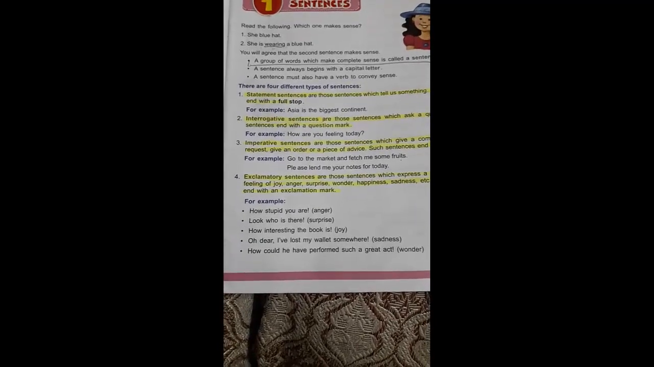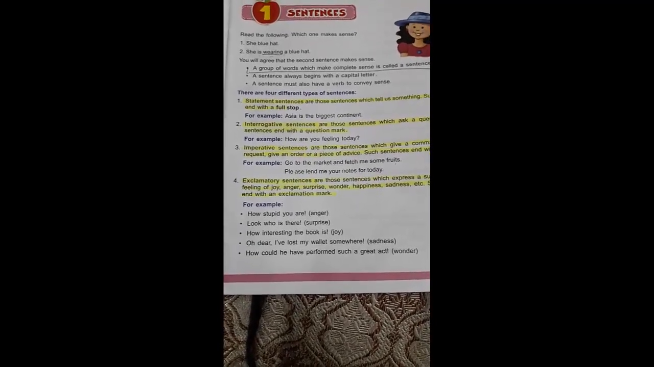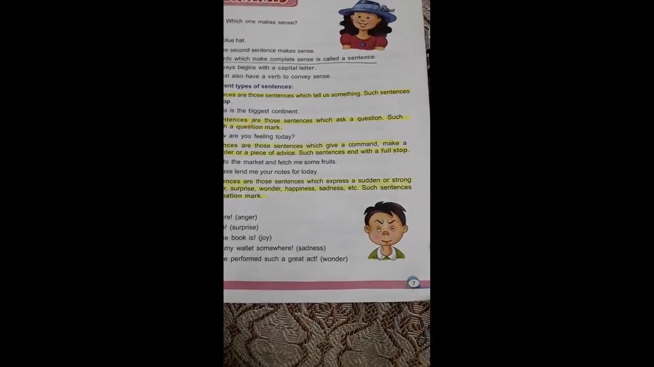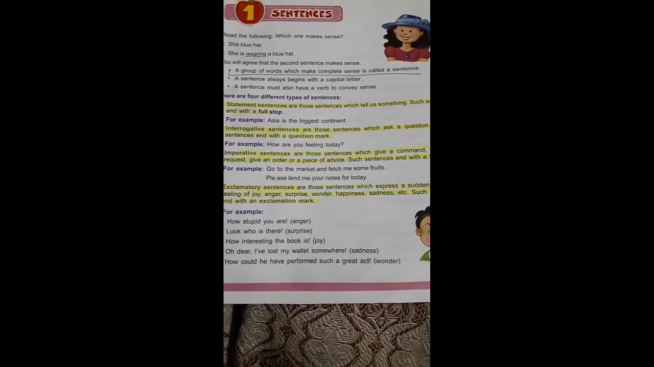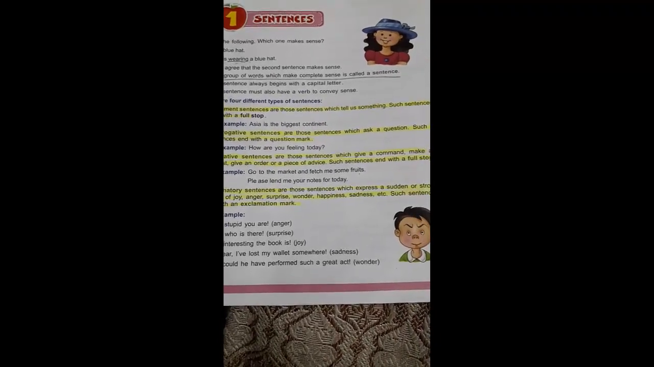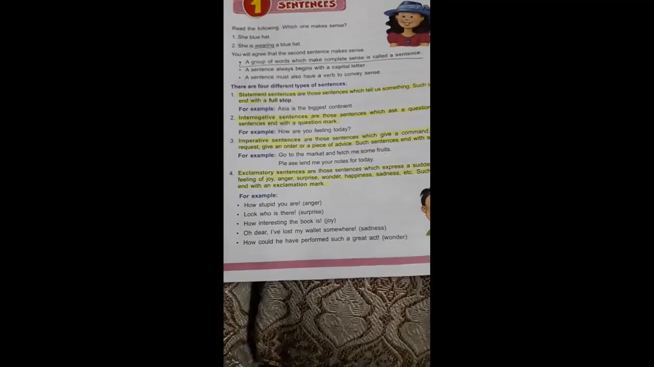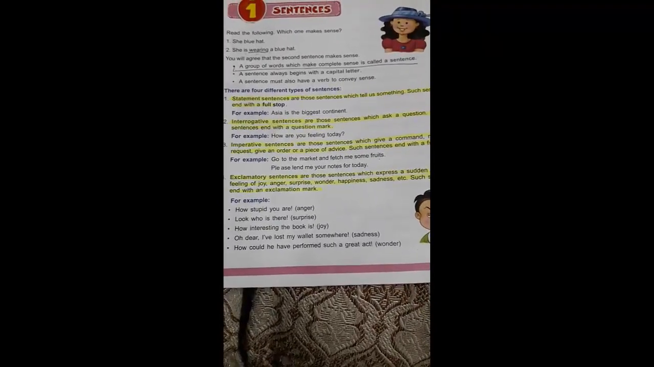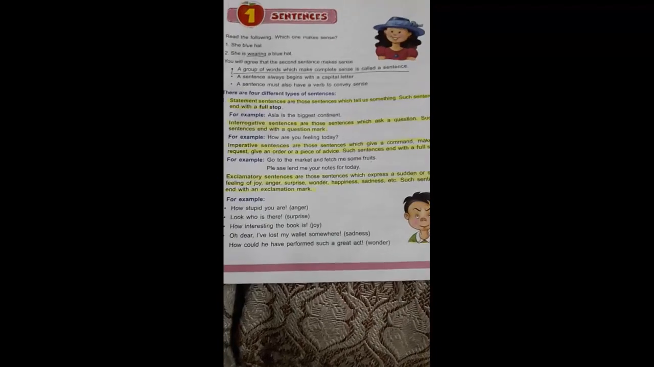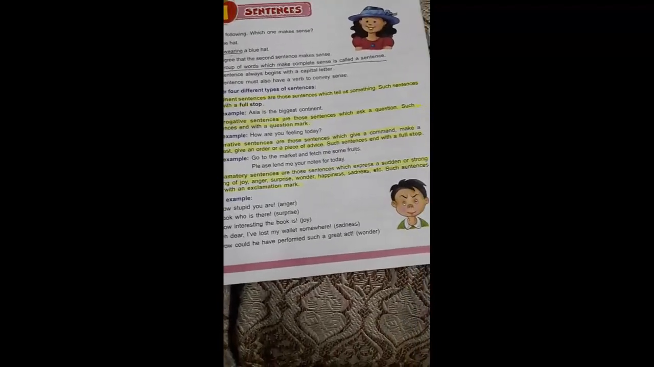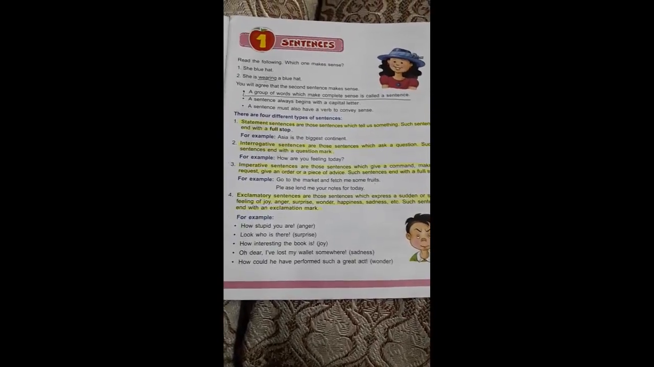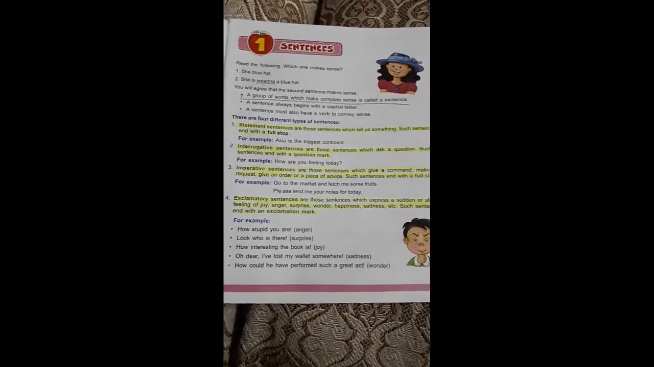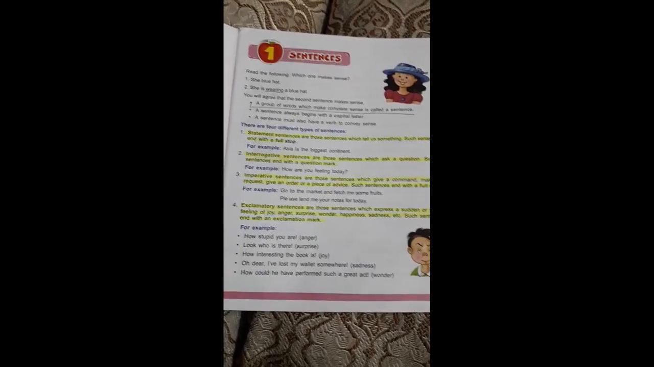Now move on to the fourth one. It is the exclamatory sentence. Exclamatory sentences are those sentences which express a certain or strong feeling of joy, anger, surprise, wonder, happiness, sadness. Such sentences end with an exclamation mark. Well, exclamatory sentences are a type of sentence which shows some kind of strong feeling or sudden feeling. It ends in an exclamation mark.